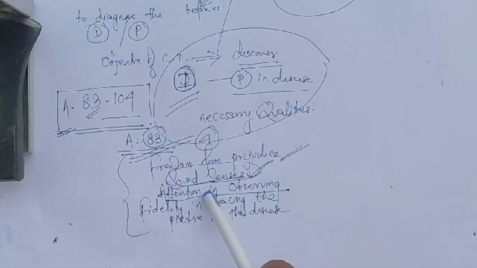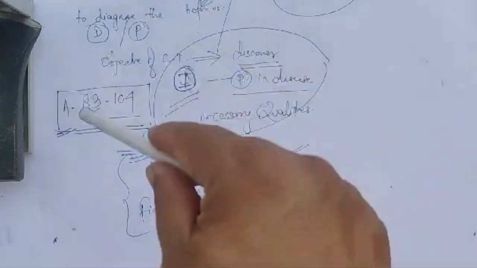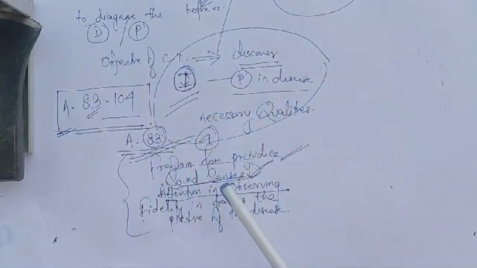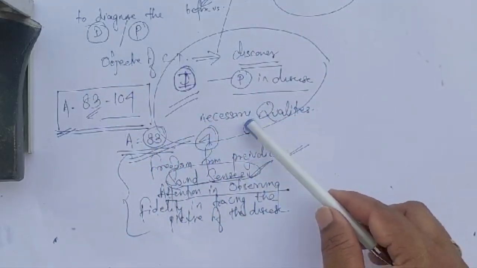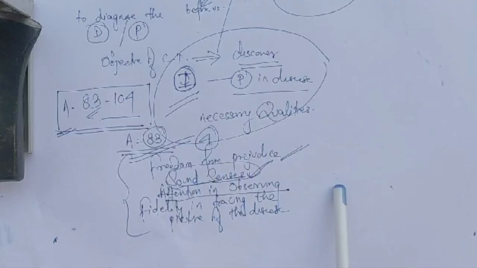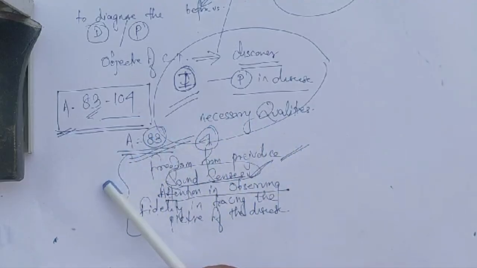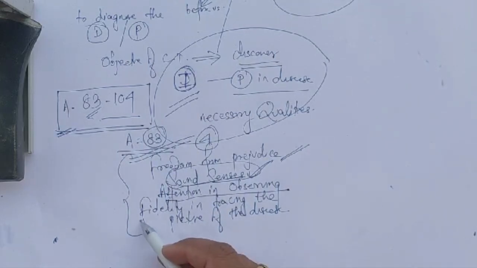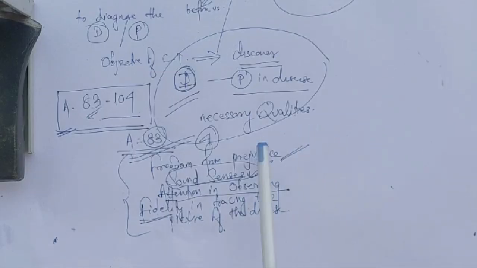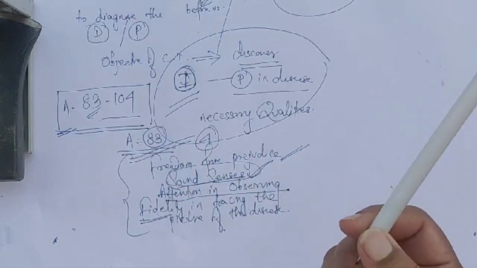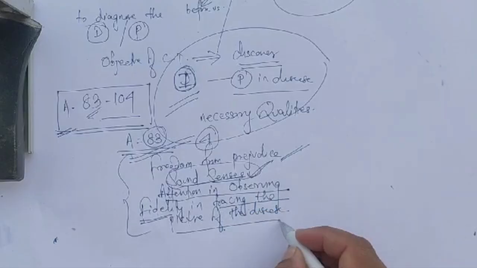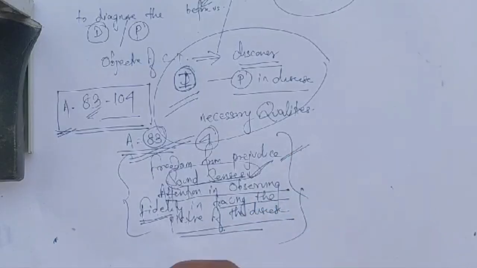That is required. Aphorism 83. In the first aphorism of case taking, 83, he has given all these qualities required by the physician. To acquire all these qualities, it will take more than 5.5 years. And last is fidelity in tracing the picture of the disease. Fidelity. You have to be true. You have to be true to trace the picture of the disease. So these are the 4 criteria given in aphorism 83.